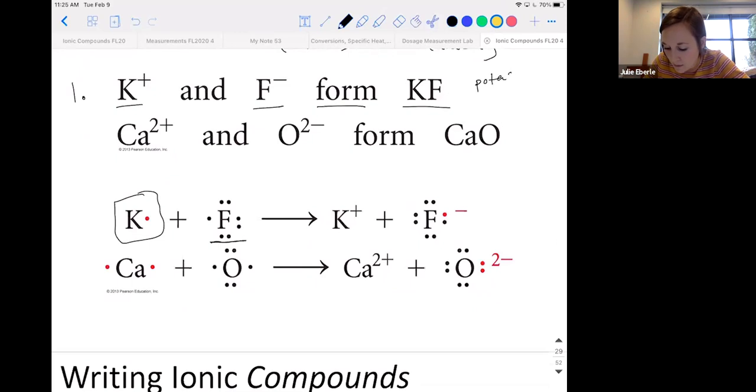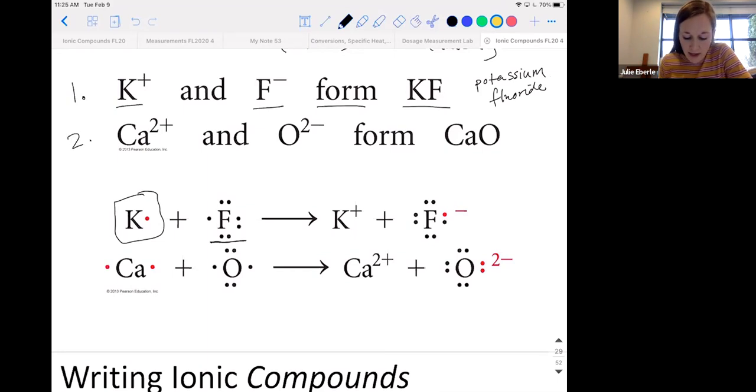But potassium... Oh, no E on that, sorry. Fluoride. Potassium fluoride. So that's an example of an ionic compound, a metal and a nonmetal.